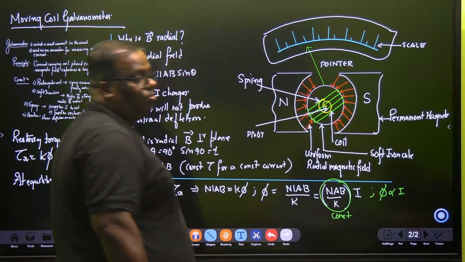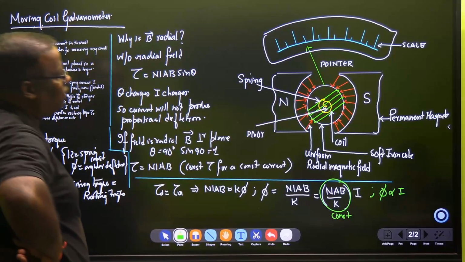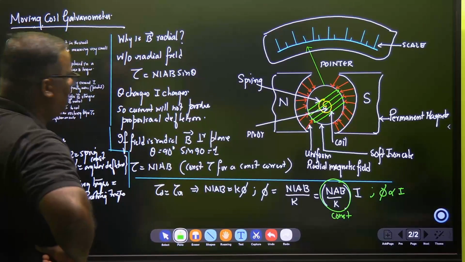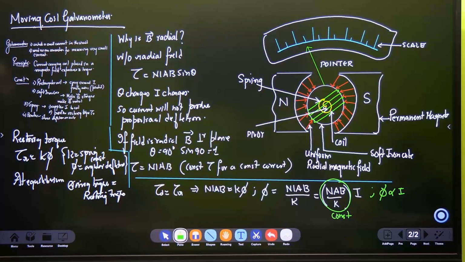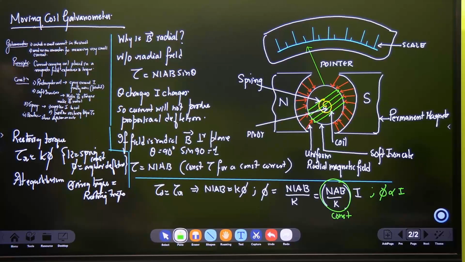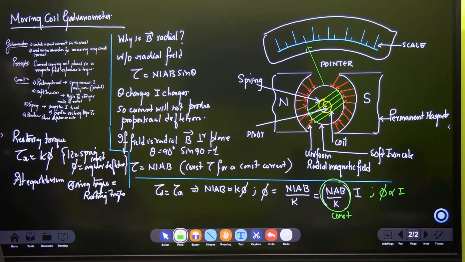Did you understand what finally we have done? The deflection of the coil is proportional to the current that you want to measure. And to do that, you just had two things: the soft iron core to ensure that the magnetic field is radial, theta is 90 degrees, and the restoring torque given by the spring, which is K phi, and K phi is equal to NIAB. So phi comes as this.